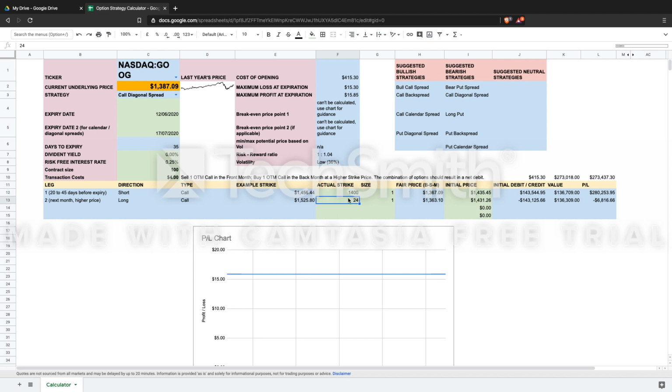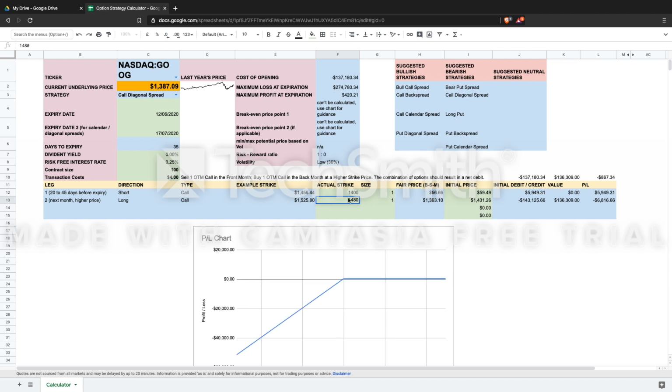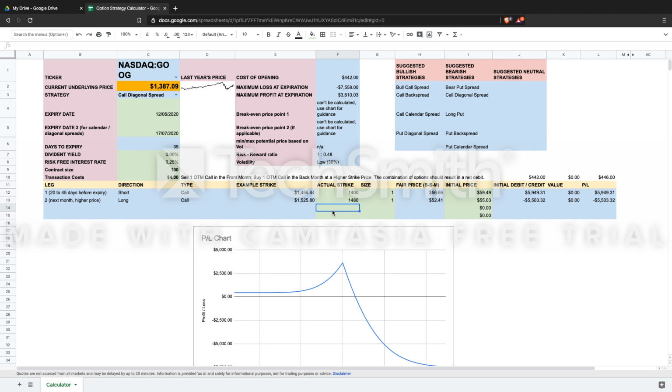And let's go ahead and add the pricing that we would like to sell and buy at. So let's sell 1 call option at $1,400 and buy one call option that expires in the next month at $1,480. And let's wait for the chart to update, and let's go ahead and analyze this position. So in this particular case, these options should result in a net debit, but with the setup that we've got right now, we would open this strategy with a net credit of $442.